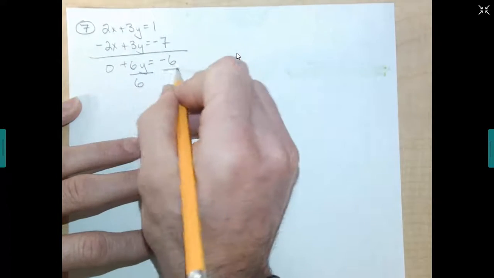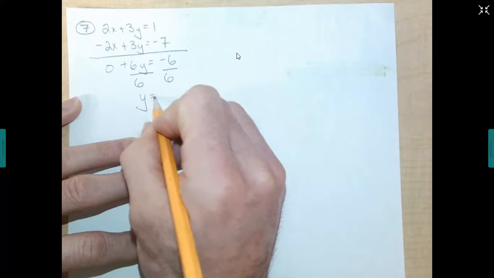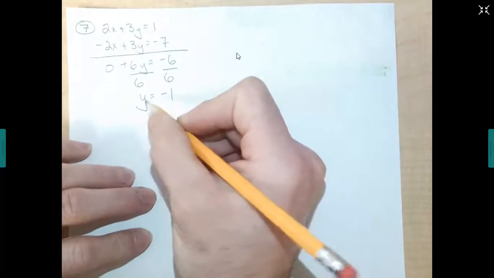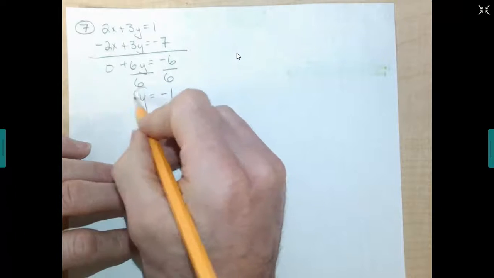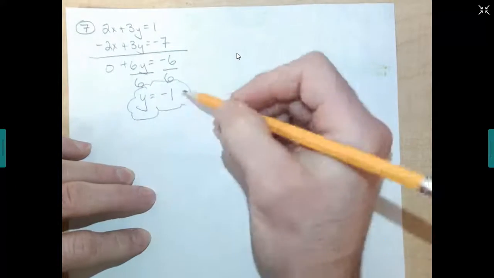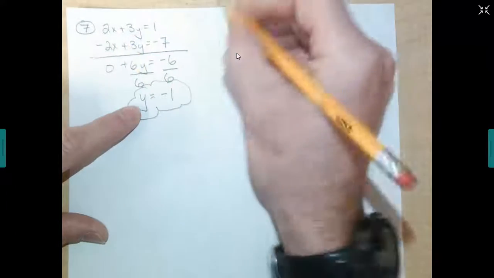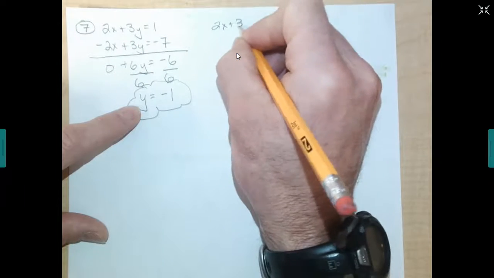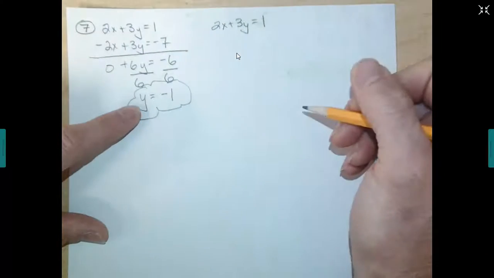Divide by 6, divide by 6, I get y equals negative 1. Hey, that's what I just got on Desmos. Nice. So I'm going to plug this y in. I think I'm going to plug it into this one. So 2x plus 3y, because I still need my x value, right?